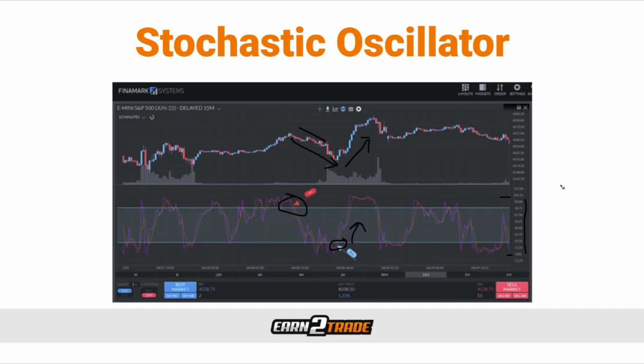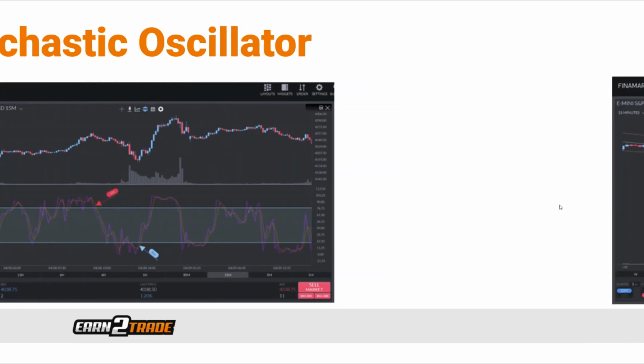Another cool thing about the stochastic oscillator is just like the MACD, we can use it to spot divergences, and you're going to do it in the same way that you would be doing it with the MACD. If the market is marking higher highs and higher lows, but the stochastic oscillator is not in agreement with that, generally we want to favor what the stochastic oscillator is telling us.